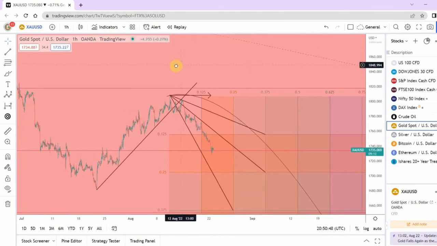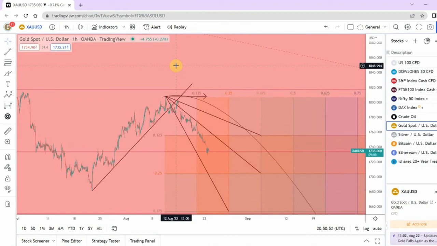Once again, I think it will be a better idea to wait for a daily reversal candlestick before we can say with high confidence that we are actually pulling backward right now.